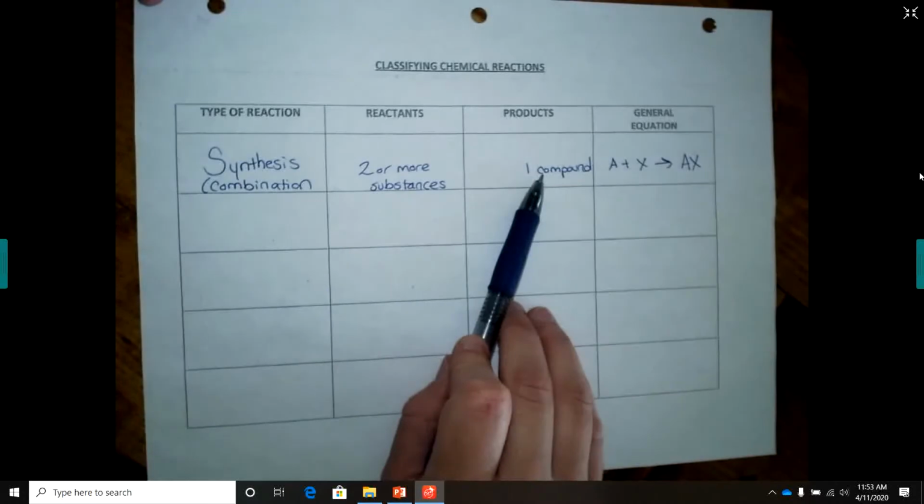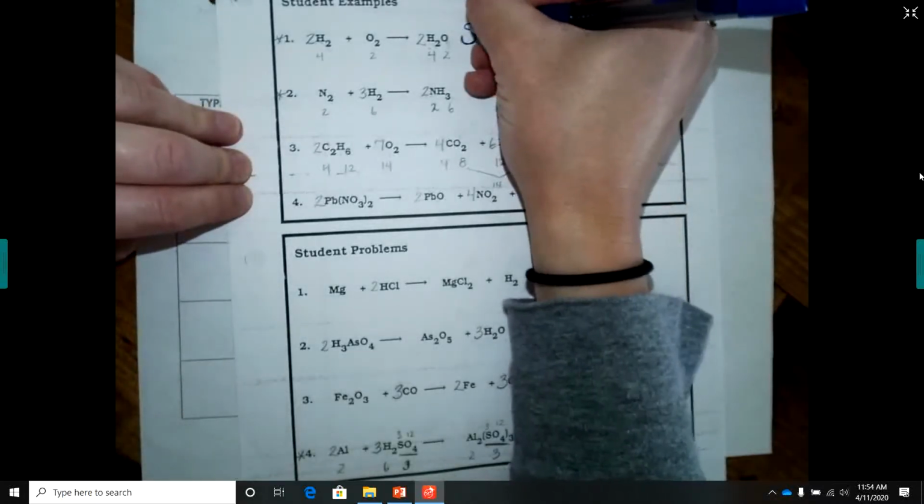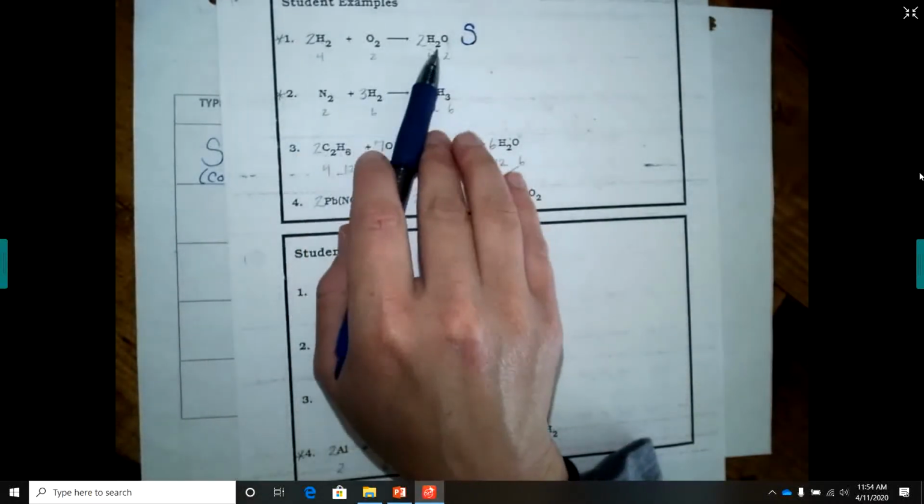The illustration I have for this is just if you get married, the 2 become 1. You start out as 2 people, now you are a married couple. As we go through this, I'm going to be referring back to the balancing equation worksheet that you used the other day when we were talking about how to balance equations. I'm going to point out all the different types that we're talking about. So synthesis reaction, the very first one on this page is a synthesis reaction. You have 2 reactants, those come together to make one product, water.